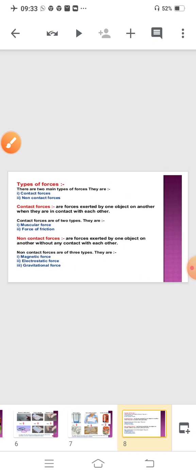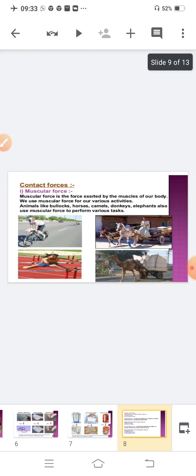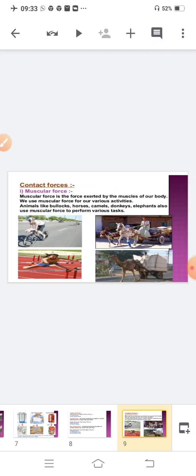I am reading once again. Force is divided into two parts: contact force and non-contact force. Contact force is divided into two parts: muscular force and force of friction. And non-contact force is divided into three types: magnetic, electrostatic and gravitational force. Is this clear? Let us start with the contact force.